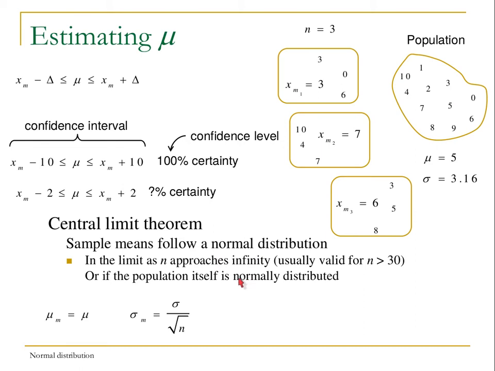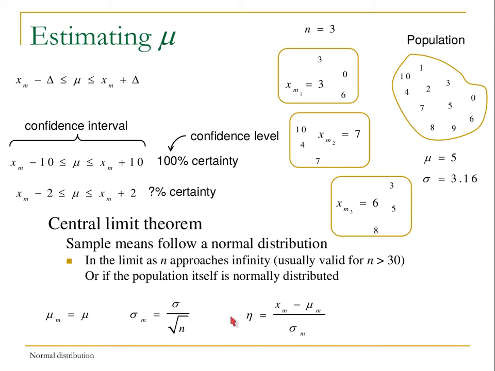So let's define a couple of new terms here. We have mu sub m, which is the mean of the sample means. In any case, the mean of the sample means is equal to the population mean. And here is where we have to have a large n: the standard deviation of the sample means is equal to the population standard deviation divided by the square root of the sample size. That was a mouthful.